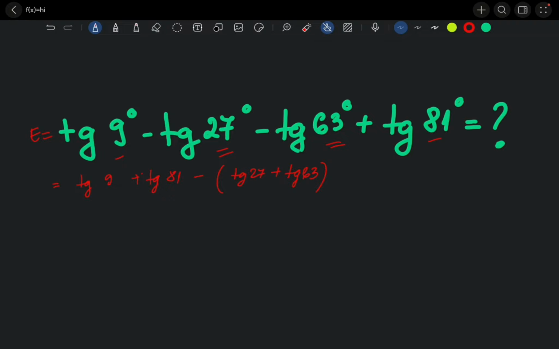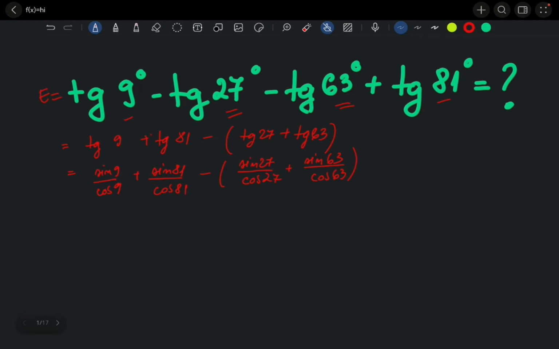But what does tangent stand for? Well, it's the ratio of sine and cosine. That means that our expression will become sine of 9 over cosine of 9 plus sine of 81 over cosine of 81 minus sine of 27 over cosine of 27 plus sine of 63 over cosine of 63. We know that those are degrees. I'm not going to say that every time that I use sine and cosine.